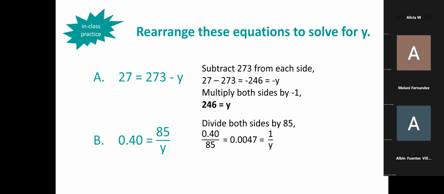You're like, oh my gosh, how am I going to get rid of this? So you can do the inverse of both sides, so flip those relationships over, and do the same thing on both sides. You could cross multiply. We know in algebra that the numerator of one side times the denominator of the other equals the numerator of the other side times the denominator of the first side.